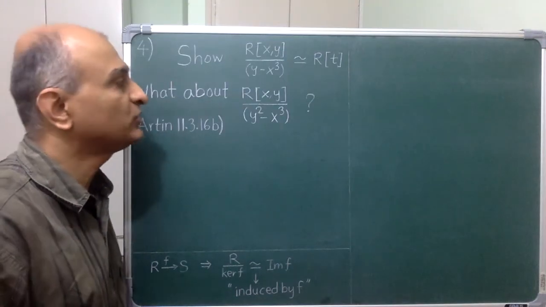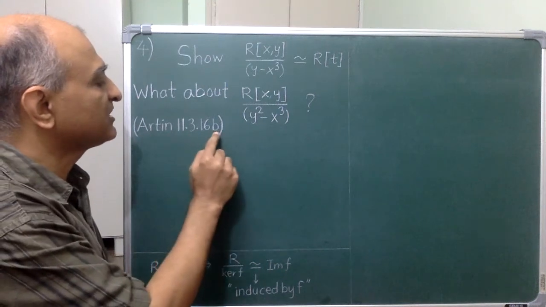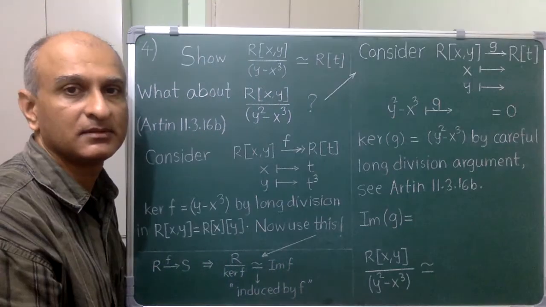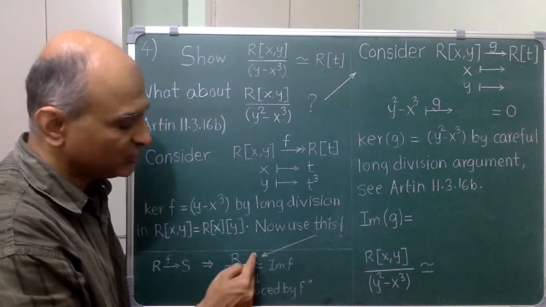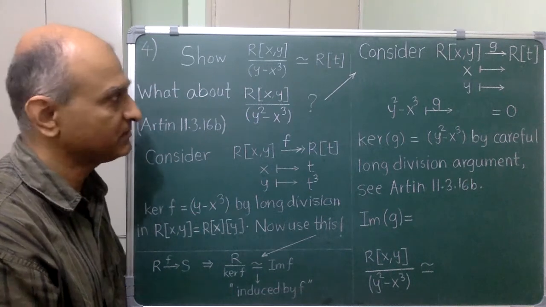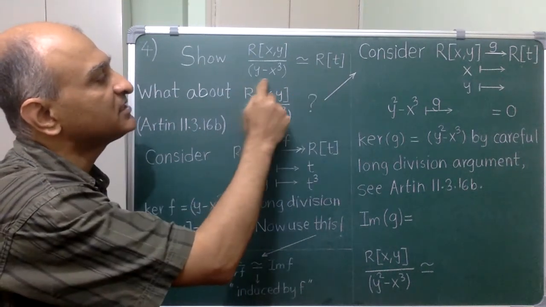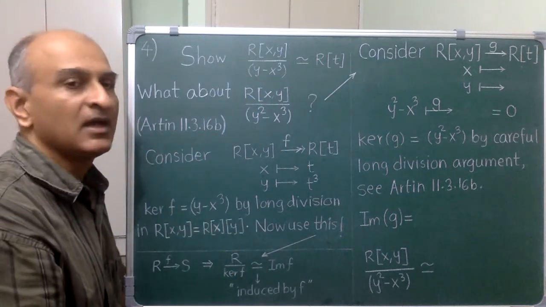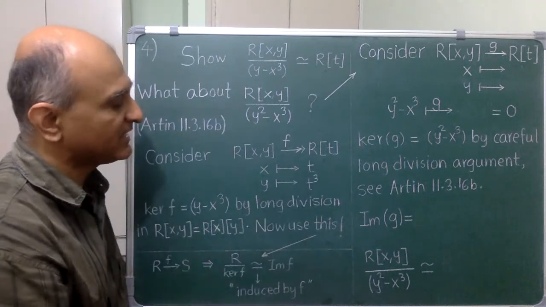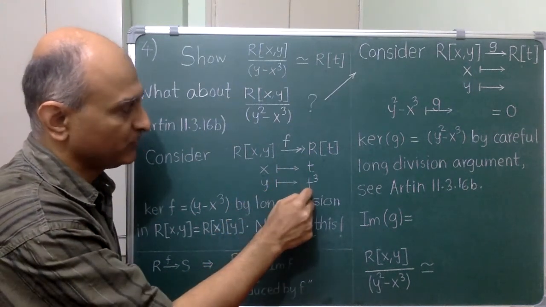Next, please do these two related problems. The second one builds on this interesting Artin example that I had asked you to read and generalize. Let's try to follow the usual strategy. So I look for a surjective homomorphism from the top ring to the right ring such that the kernel is precisely this ideal. I start with the identity map from R to itself and extend it by sending x to t and y to t cubed.